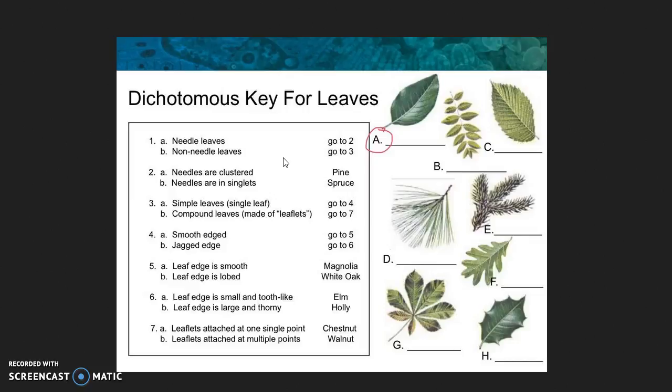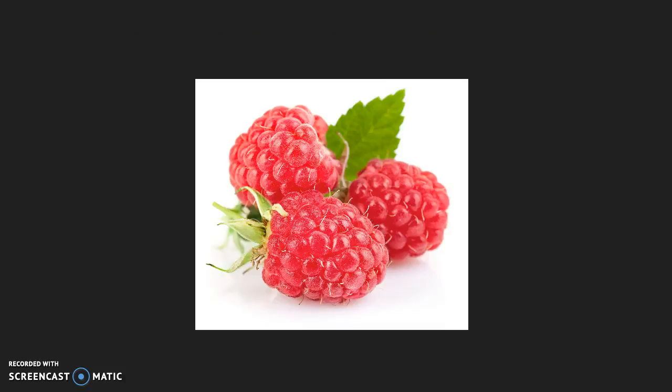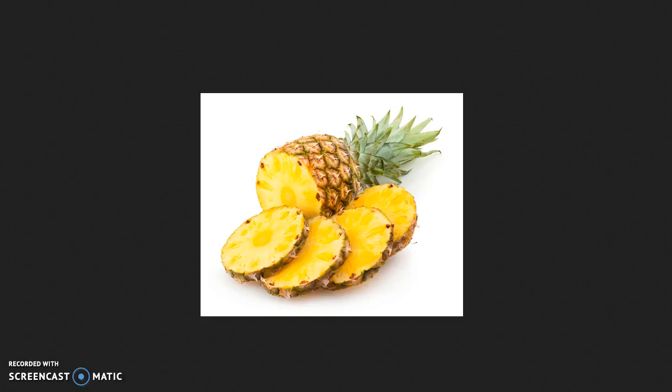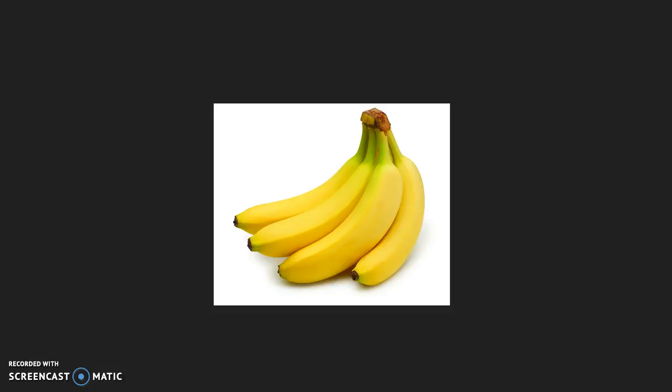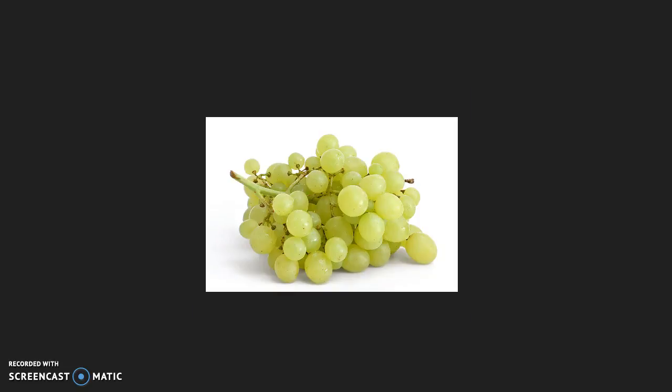Dichotomous keys are primarily used for the purposes of identifying species. This is the sort of information often found in field guides for flowers, insects, trees, and the like. Today, we are going to construct a dichotomous key together. We will make a simple one to help us identify the following fruit: raspberries, pineapple, bananas, grapefruit, oranges, and grapes.